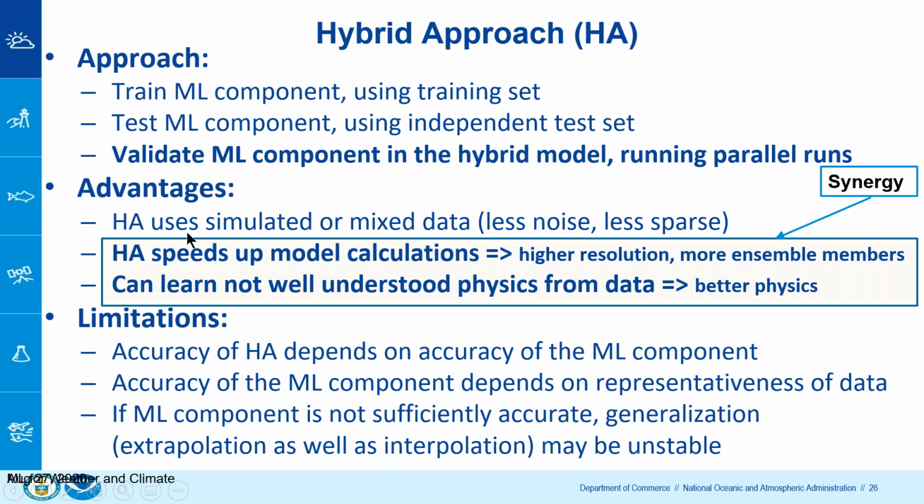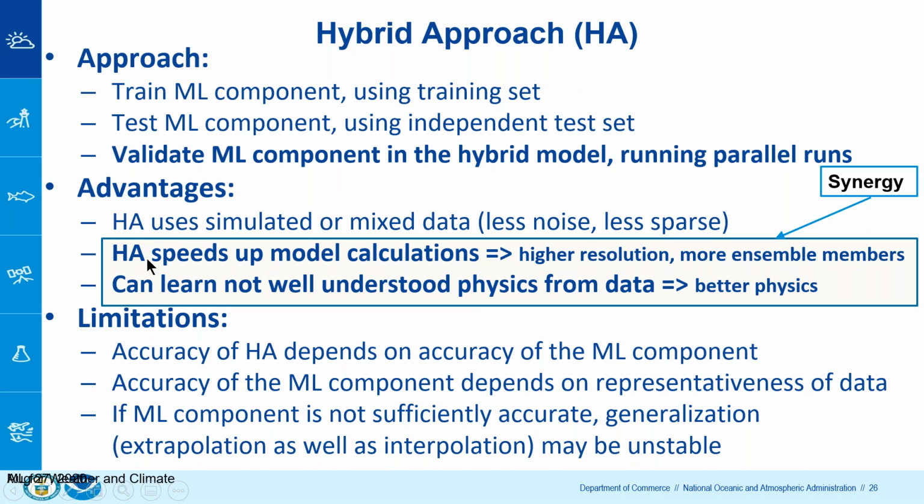Advantages of this approach: the hybrid approach uses simulated or mixed data, and simulated or mixed data have less noise. The level of noise is lower in simulated data especially. And they are less sparse. Simulated data, for example, are not sparse. And you can generate a very representative training set with simulated data.